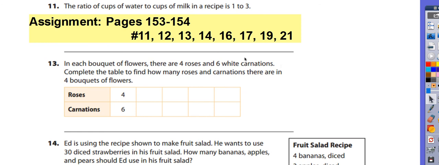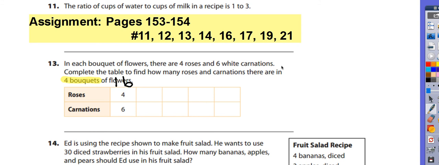Number 13. In each bouquet of flowers, there are 4 roses and 6 white carnations. Complete the table to find how many roses and carnations there are in 4 bouquets of flowers. So the first thing you need to notice is that this first set of numbers, 4 and 6, that's for 1 bouquet. So I'm going to put a 1 and a B for 1 bouquet. And notice we're going to make a table, and we're going to use that table to figure out how many roses and carnations are in 4 bouquets.